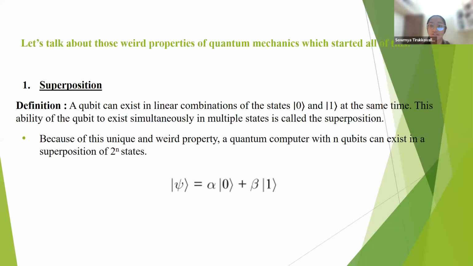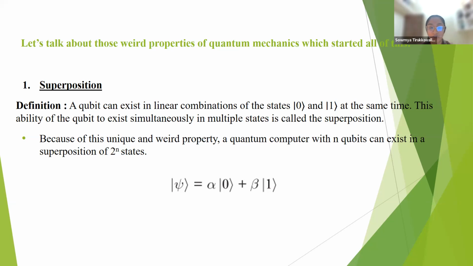So let's talk about those weird properties of quantum mechanics which started all of this. Let's start with superposition. The definition of superposition is that a qubit can exist in a linear combination of two states, 0 and 1, at the same time. This ability of a qubit to exist simultaneously in multiple states is called superposition. Because of this unique and weird property, a quantum computer with n qubits can exist in a superposition of 2^n states. This is a mathematical equation which represents the superposition of a qubit.